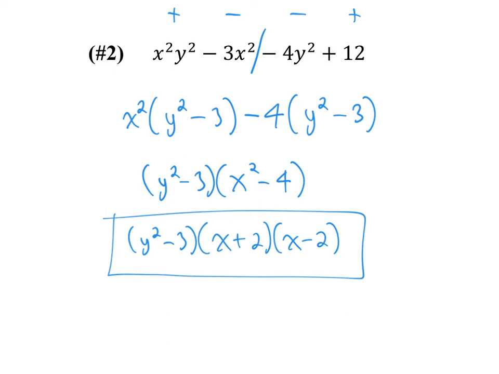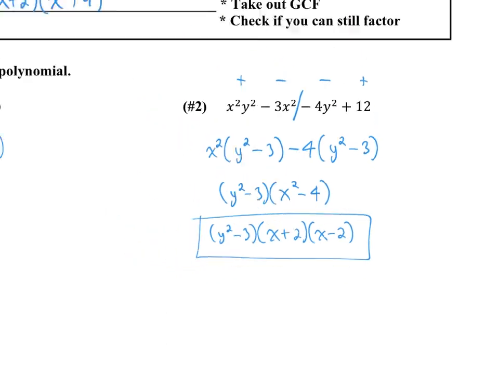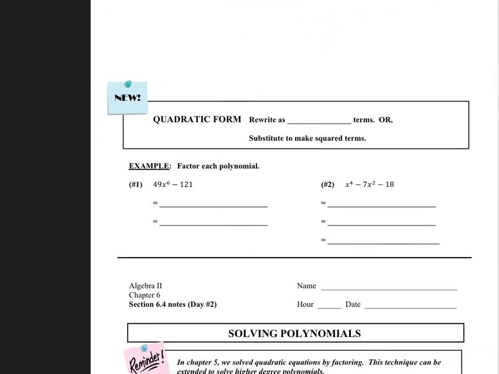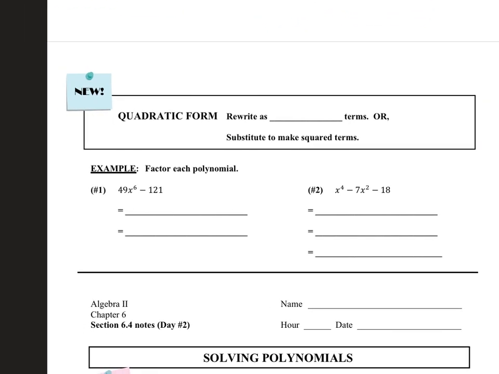Okay? All right. We have one more type of example, and then we're going to pause and we'll do day 2 a little bit later. Okay, quadratic form, we're going to rewrite as squared terms, or substitute to make squared terms, okay?